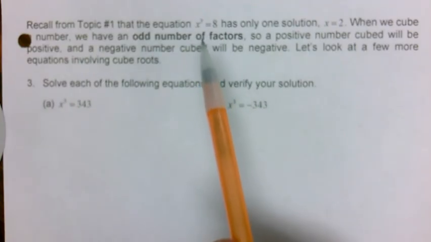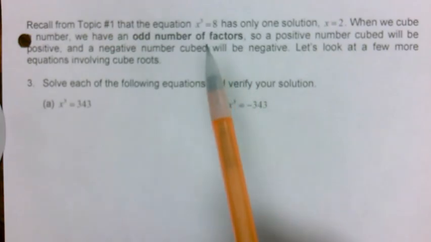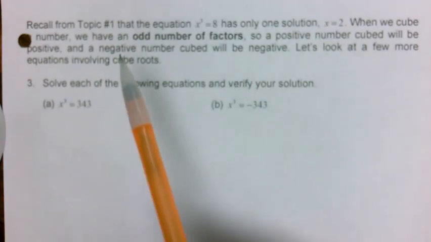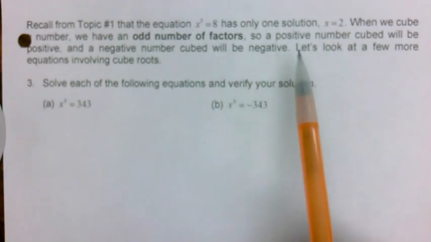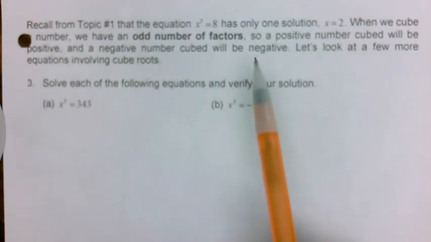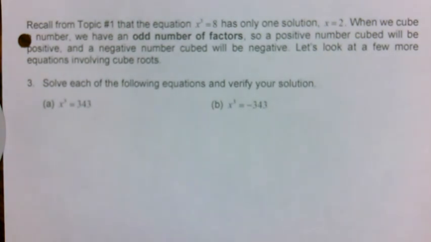Negative 2 times negative 2 is positive 4, and then 4 times negative 2 again would be negative 8, and not positive 8. So when we cube a number, we have an odd number of factors, so a positive number cubed will be positive, and a negative number cubed will be negative. All right, let's check out a couple of these examples.